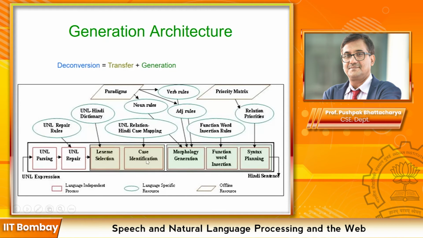Okay. Then case identification. Should it be object or agent or instrument or beneficiary? If the case marking is properly understood, then you generate the morphology. Okay, is it Ramko or Ramne or Ramdwara or Ramse? So this is the morphology generation. Then function word insertion: you produce the function words like per, ko, ne, etc. So morphology and function words go together.